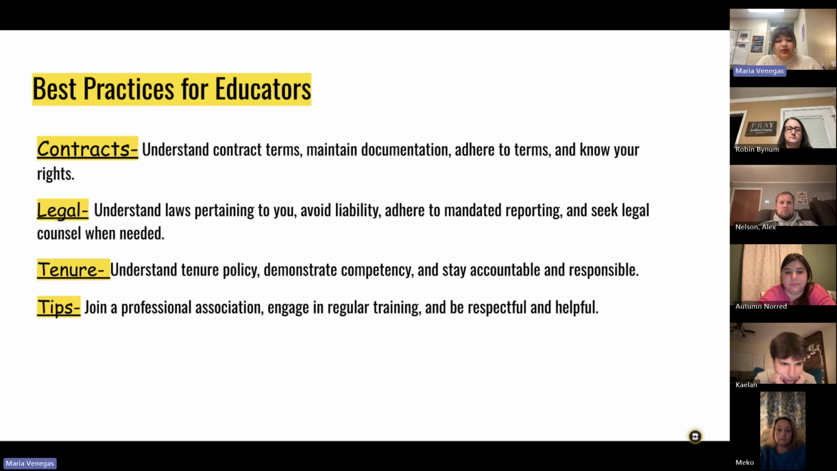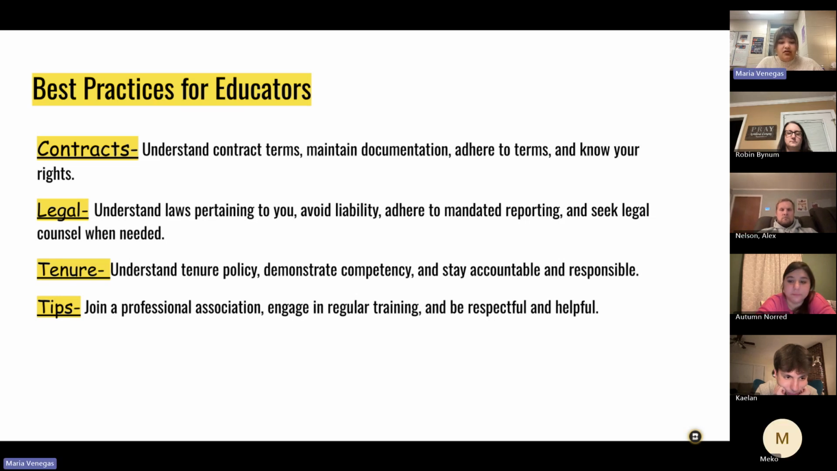For tenure, know the policies, demonstrate competency, and stay accountable. And then to protect your career, join professional associations, regularly attend trainings, and always be respectful and helpful to those that you work with.